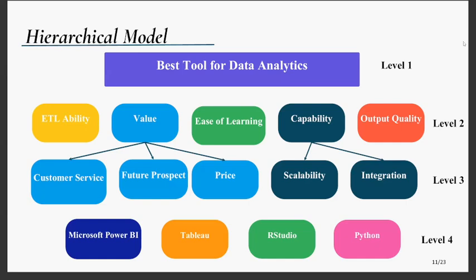At level 1, we have our goal, best tool for data analytics. At level 2, we have different factors: ETL ability, also called extraction, transformation, and loading ability; value; ease of learning; capability; and output quality. At level 3, we have some soft factors. Value has been divided into 3 soft factors: customer service, future prospect, and price. And capability has been divided into scalability and integration. And at level 4, we have four major alternatives: Microsoft Power BI, TableView, RStudio, and Python. These are software tools that are used by data analysts in Nepal.